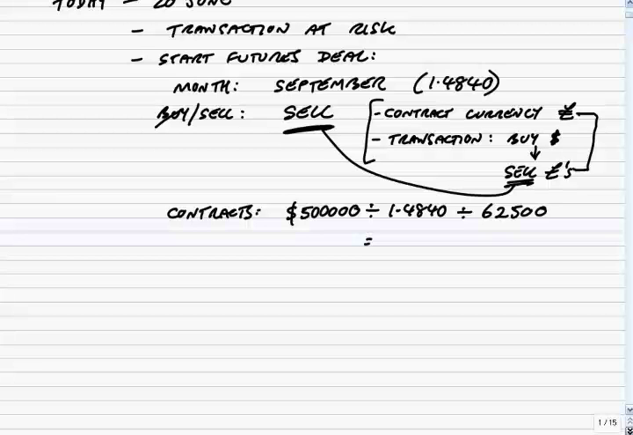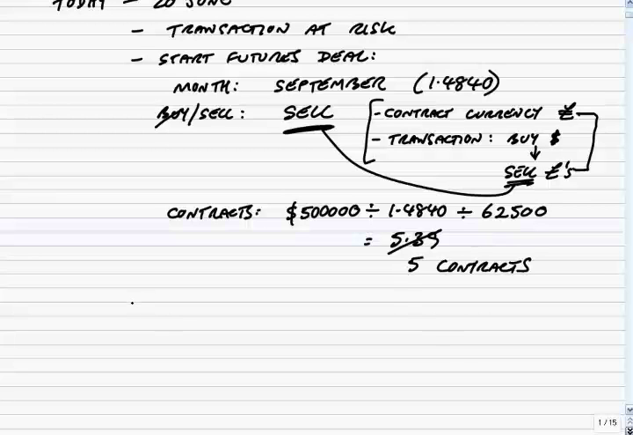So what does that come to? 500,000 divided by 1.4840. In pounds we want 336,927, but divide by 62,500. I get 5.39. For the exam, go to the nearest number. We'll deal in 5 contracts.